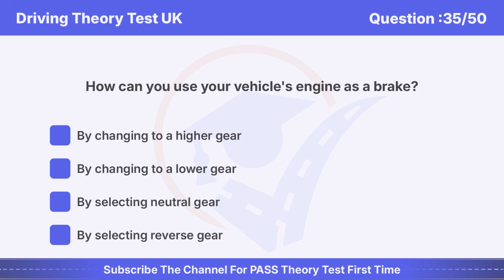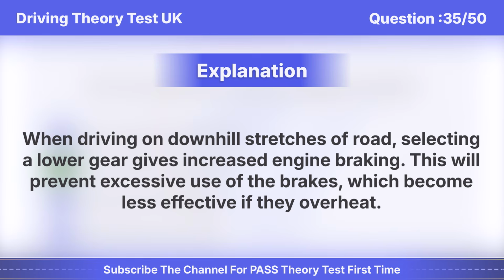Question 35. How can you use your vehicle's engine as a brake? Answer is B. By changing to a lower gear. When driving on downhill stretches of road, selecting a lower gear gives increased engine braking. This will prevent excessive use of the brakes, which become less effective if they overheat.